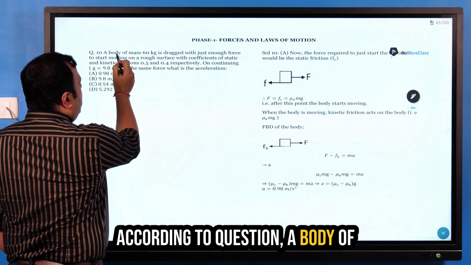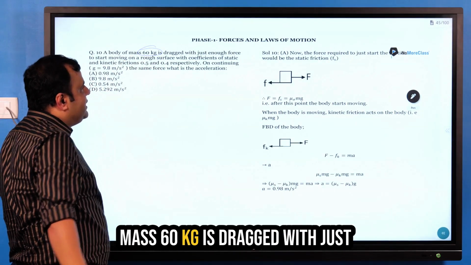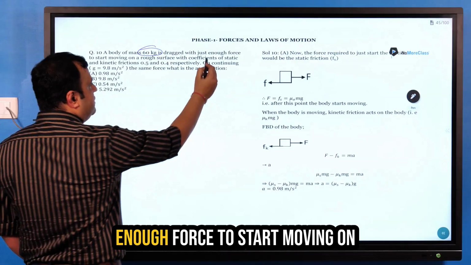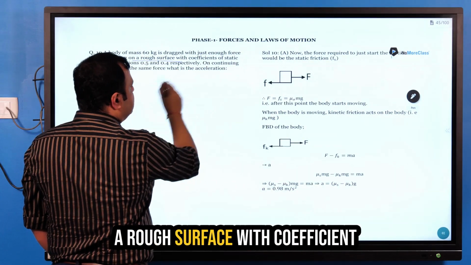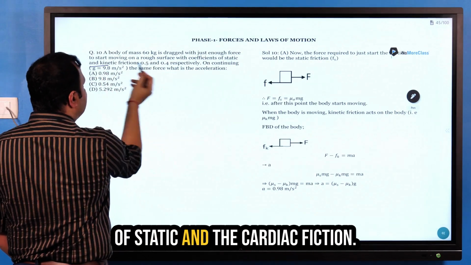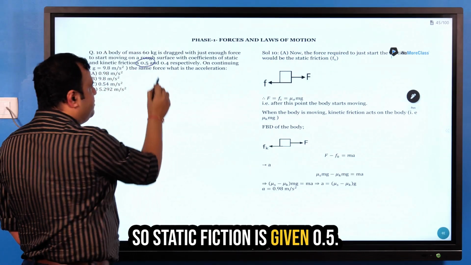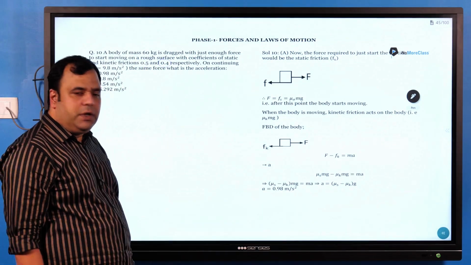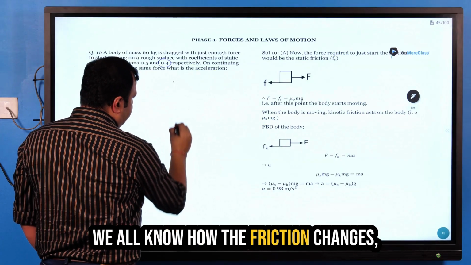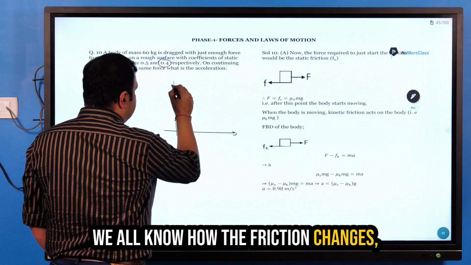According to the question, a body of mass 60 kg is dragged with just enough force to start moving on a rough surface with coefficients of static and kinetic friction. Static friction is given as 0.5 and kinetic friction is given as 0.4. We all know how the friction changes.